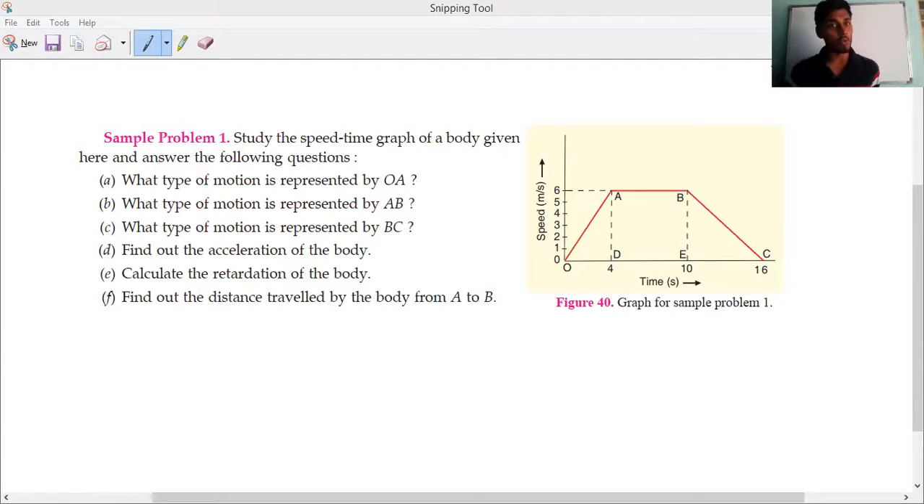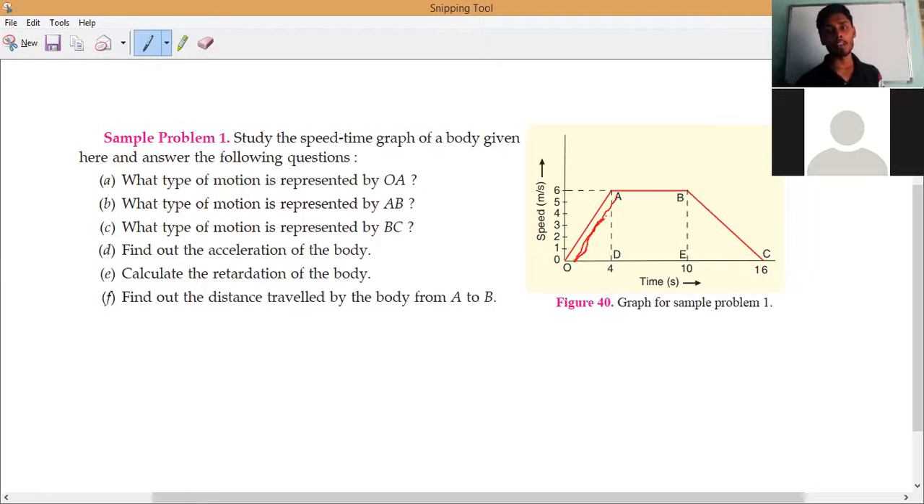Let me see who will say now. What type of motion is represented by OA? Please, anybody you can speak. Like this you see increasing. Remember the graph. If you are drawing like this increasing, so what is that here? Here first you see that y-axis is speed and x-axis is time. So it is what? Increasing acceleration. Is it yes or no?